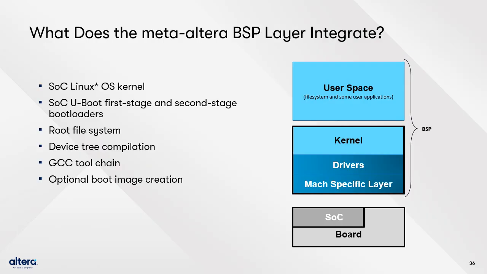So, what all does the Meta Altera BSP recipe layer integrate into your build flow? It specifies the parameters necessary to build Linux for the SoC, the first stage and second stage bootloaders, the root file system, and the device tree. It also retrieves the GCC toolchain necessary to do the compilation of these pieces. It can even create a boot image ready to burn onto your SD card. The settings integrated into the recipe layer ensure you get the benefit of the knowledge of our experts in your system. It truly is an easy, integrated way to get all that you need.